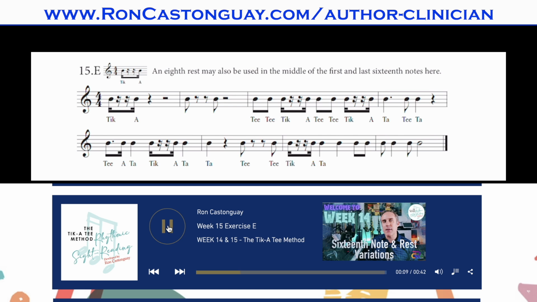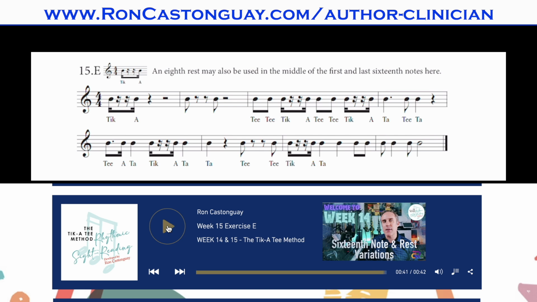One, 2, 3, 4. Tik-A. T, T, T, T, Tik-A, T, T, Tik-A, ta, T, ta, T-A, ta, Tik-A, ta, ta, T, T, Tik-A, ta, ta, T, T, T, ta, T, ta.